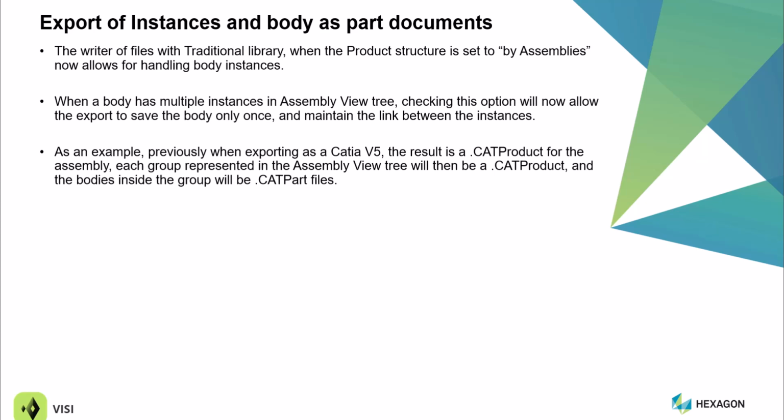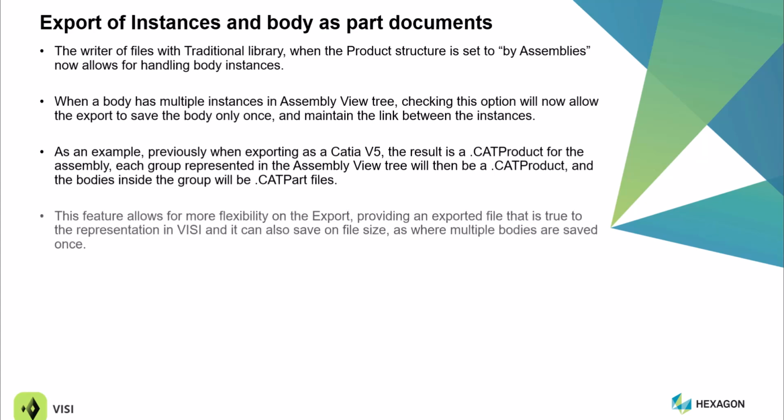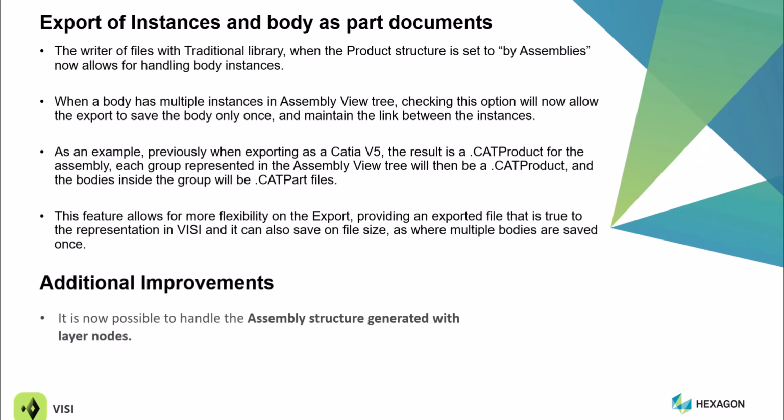As an example, previously exporting a CATIA v5 file out as a CAT product file for assemblies, each group would be represented in the assembly view tree, and now the bodies are inside that group. This feature allows flexibility during the export, providing an export file that is true to the representation that is in VISI, and it can save on file size, whereas multiple bodies are saved as one.